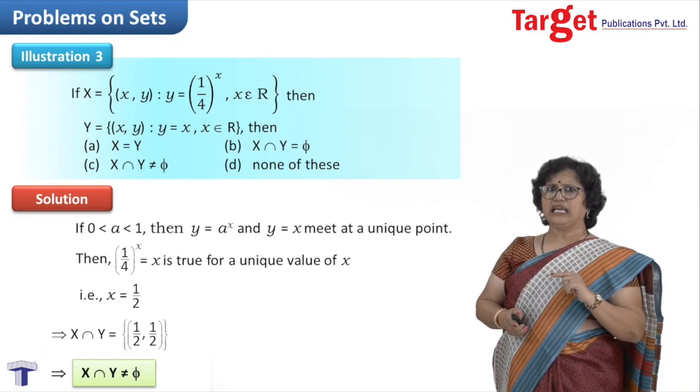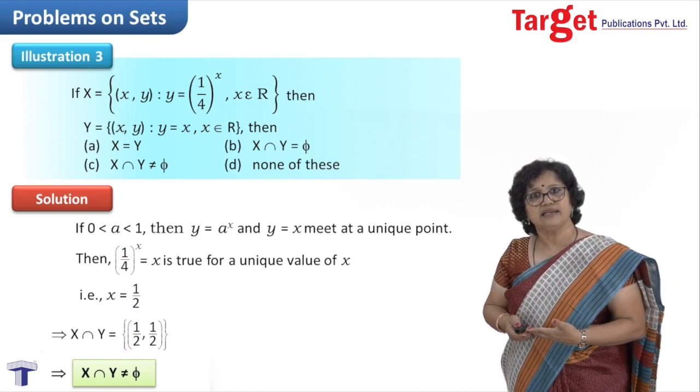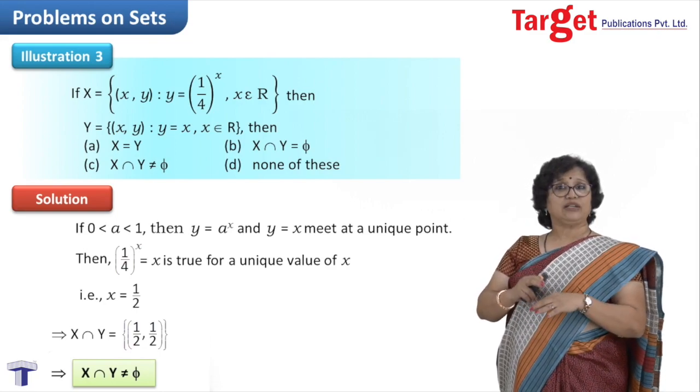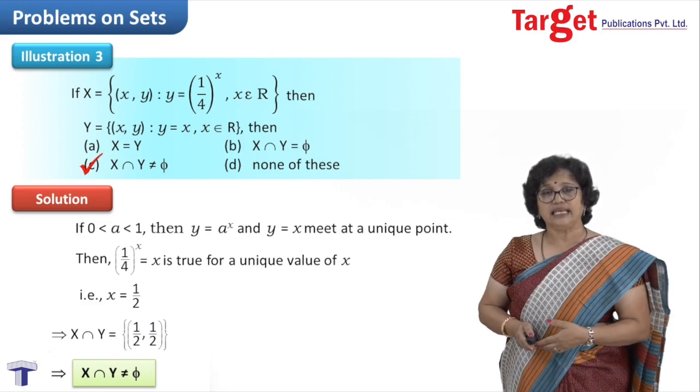Did we get X equal to Y? No, X equal to Y will never happen, because capital X is in the form of a curve and capital Y is a line. So those two are surely not equal. So the correct answer is C.